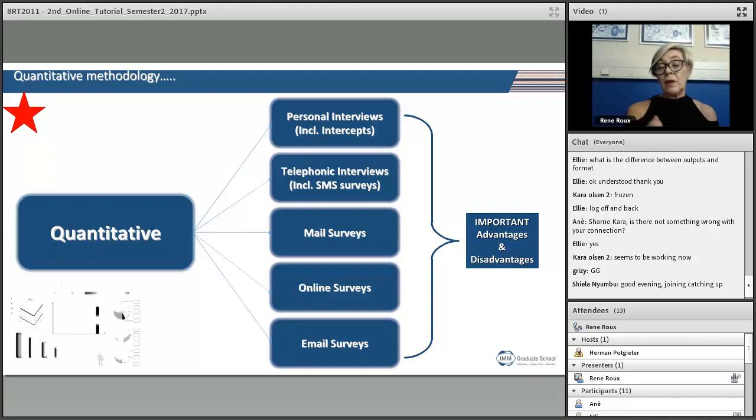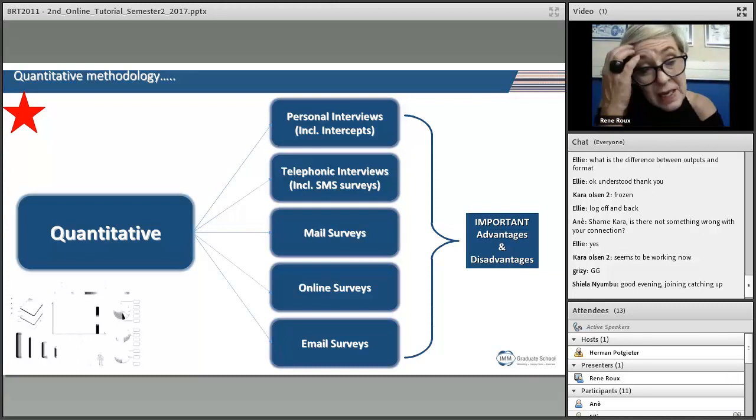And here we can also include SMS surveys. Then you have mail, where you post a questionnaire through the postal network to someone, and then you cross your fingers and hope that they complete it and mail it back to you. Then there are online surveys, where an electronic survey gets sent to someone, they complete it, submit it and send it back, in terms of emails, or where it is just online, you're on a web page and you answer questions.